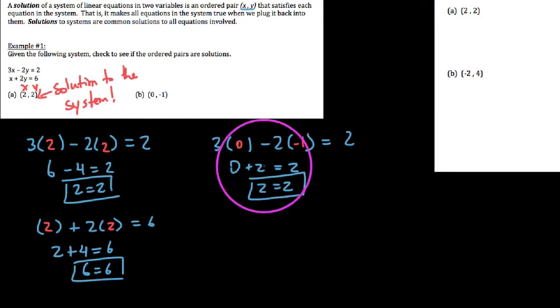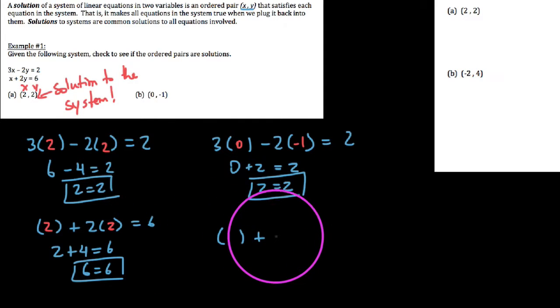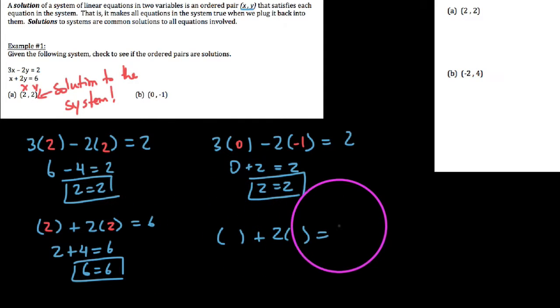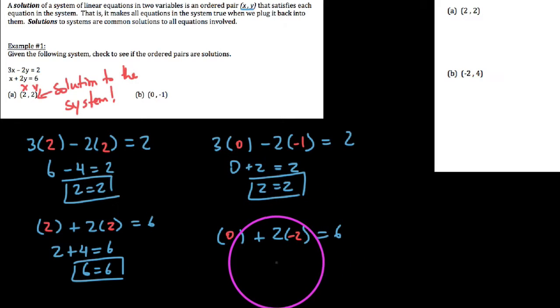But again, I want to point out that's not good enough to say that it's a solution to the entire system. When we plug this into the second equation now, which was x plus 2 times y is equal to 6, then what we find out is when you plug this in, we actually get negative.